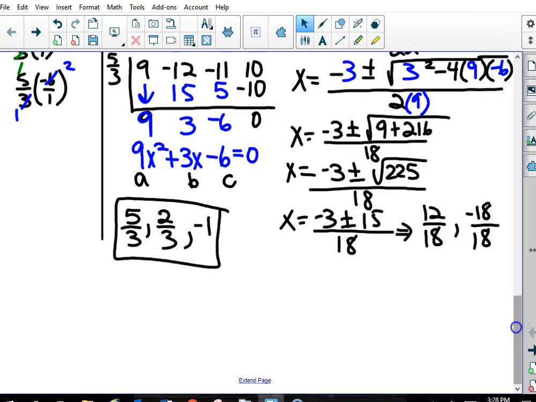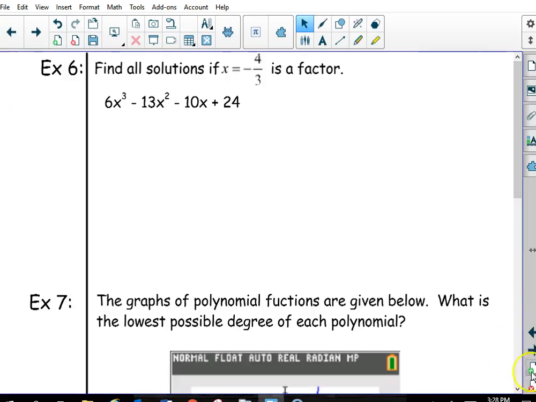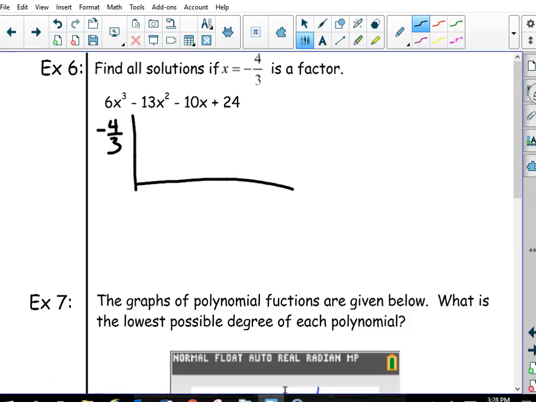So you get down to a not factorable quadratic, or a not easy to factor quadratic, use the quadratic formula, which is exactly what I'm going to do here. So negative 4/3, set it up, same as the last problem.